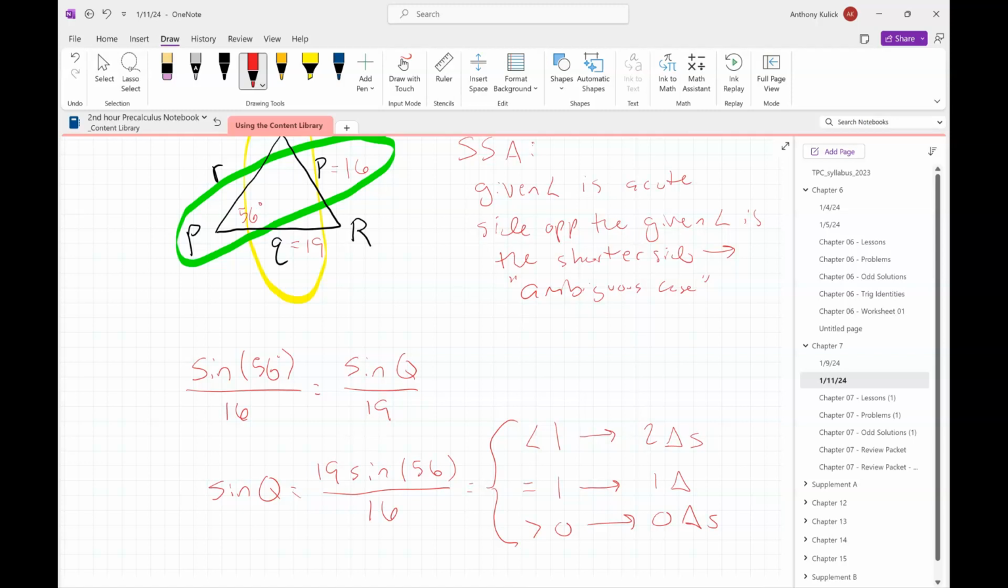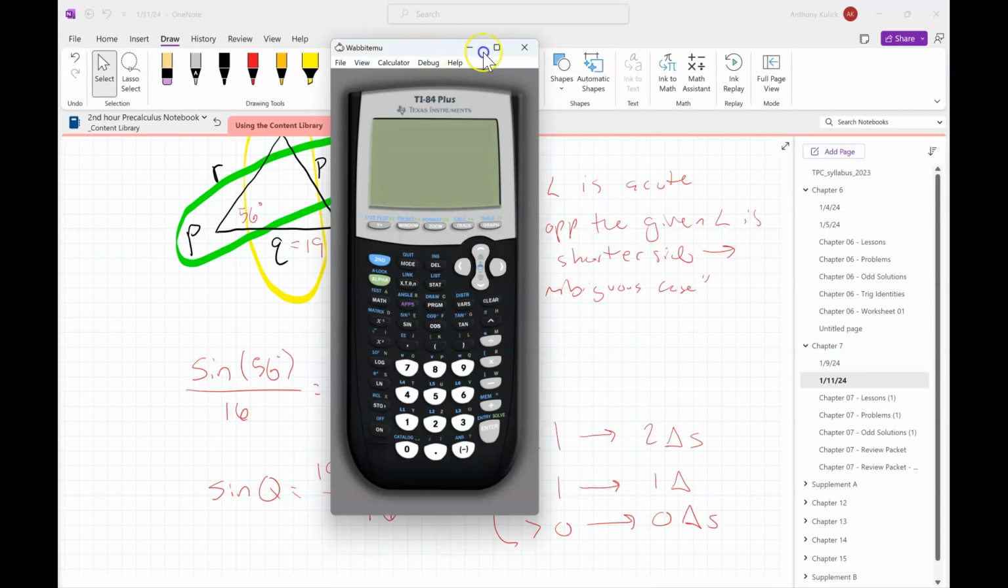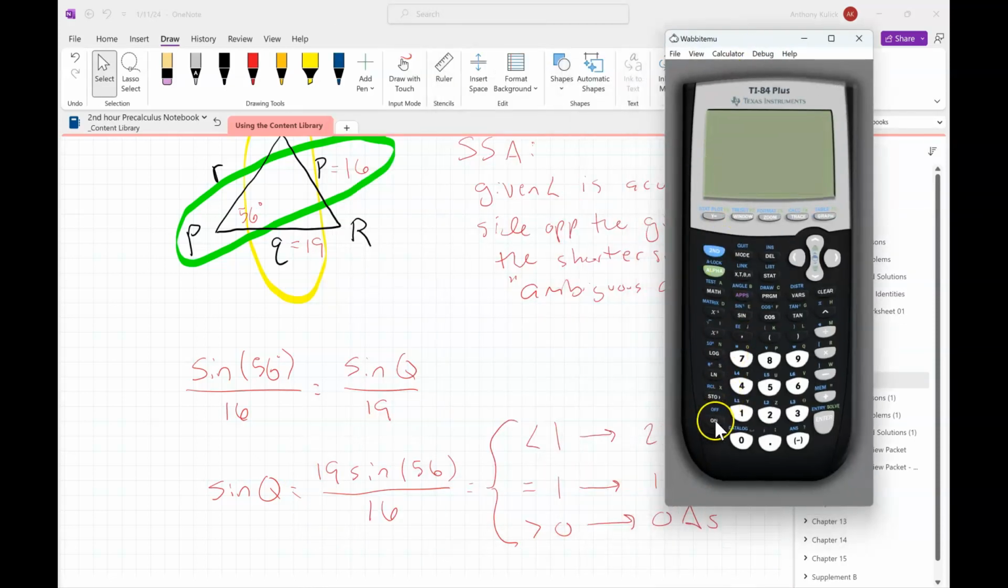You guys, let's go ahead and type that into our calculator and just see what we get there. So sine A equals 19 times sine 56 over 16.